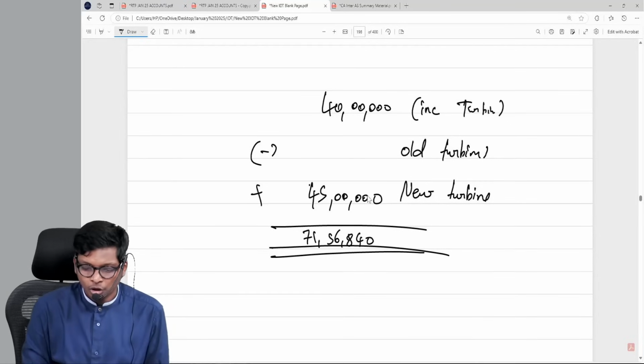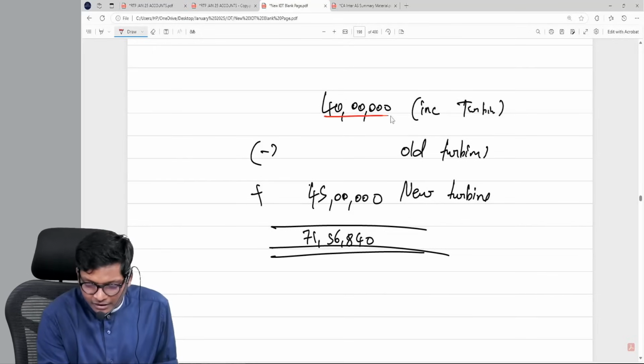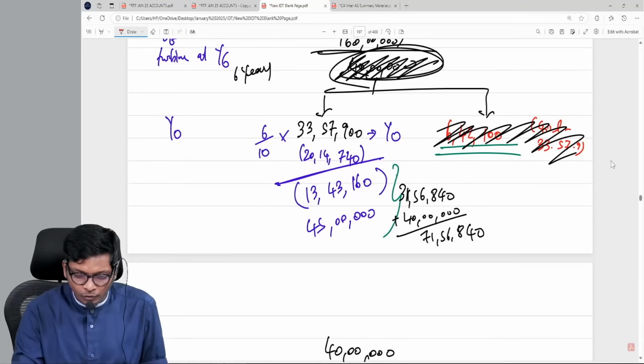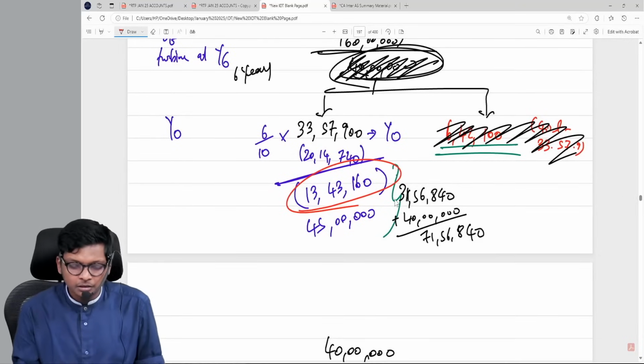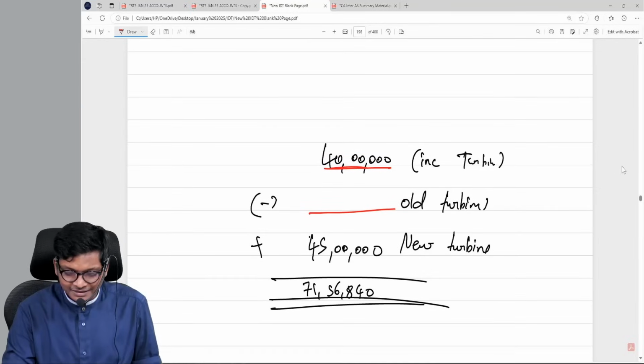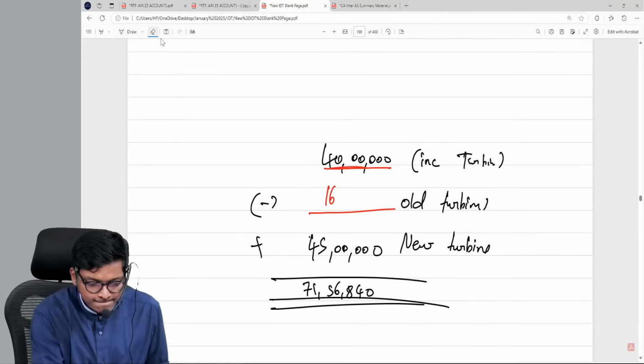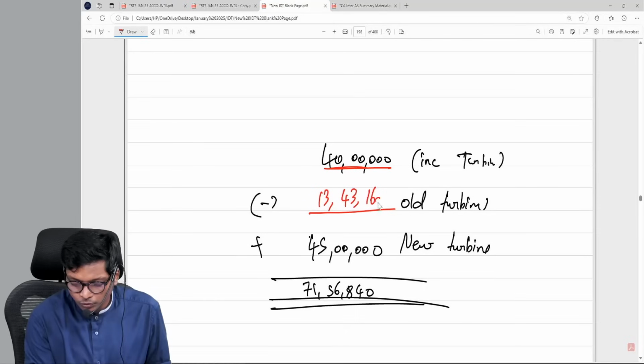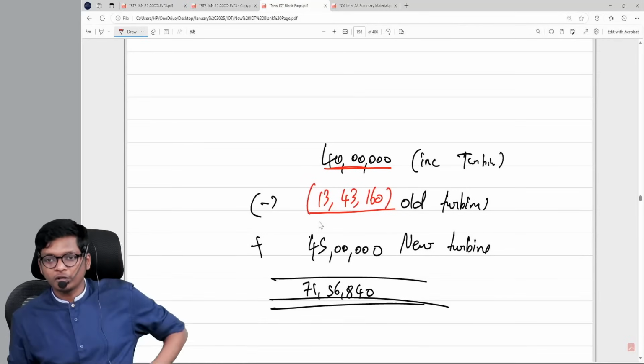45 lakhs. So a part of this 40 lakhs only is old turbine. How much is that only? We found here as 13 lakh 43,160. So I reduced 13 lakh 43,160. So you added 45, you got this.